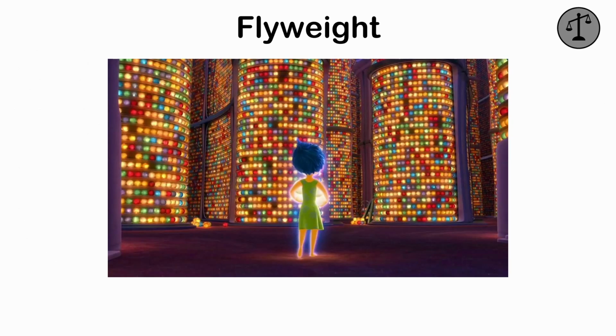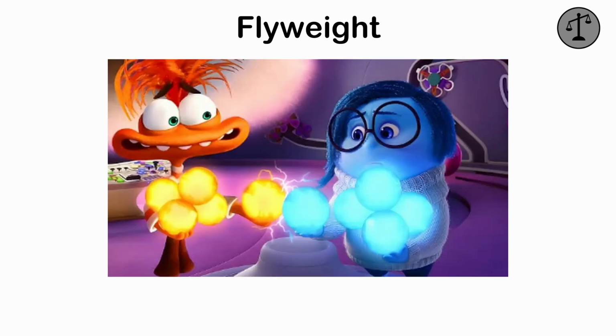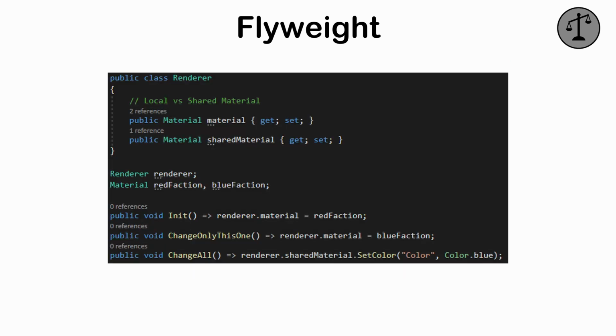The flyweight pattern. Memory usage can balloon when you have many similar objects, like thousands of enemies on the battlefield. The flyweight pattern reduces this by sharing common state across objects. For instance, instead of storing redundant data like enemy types and textures for every enemy, you keep one shared copy and link each enemy to it.